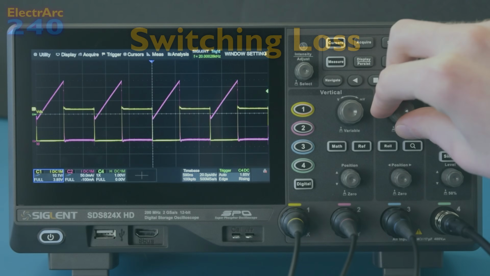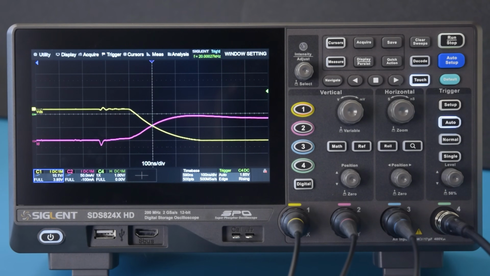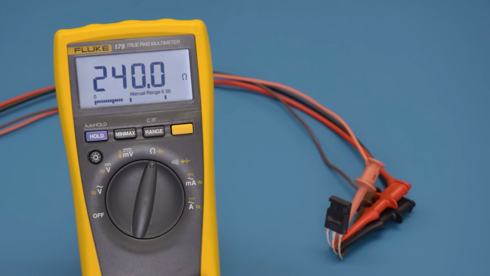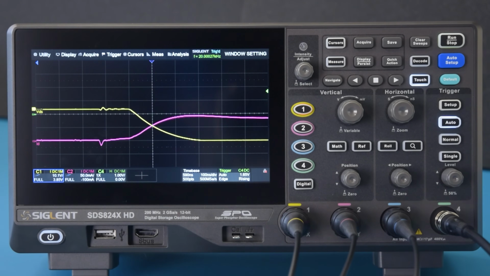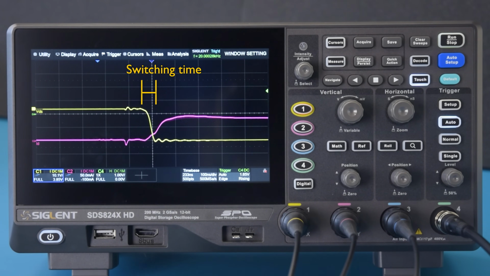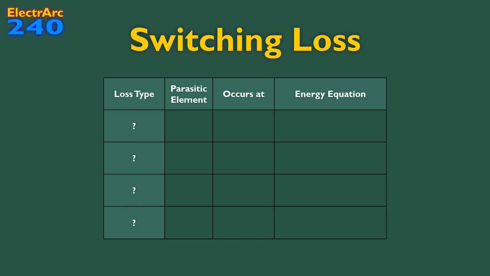Switching loss, on the other hand, occurs during the transitions between on and off, when the transistor is somewhere in the middle, acting like a big resistor. So can we just switch really fast and make those transitions as short as possible to get rid of switching losses? No. That's because switching losses are made up of 4 distinct parts, each of which can be attributed to a different parasitic component of a transistor.